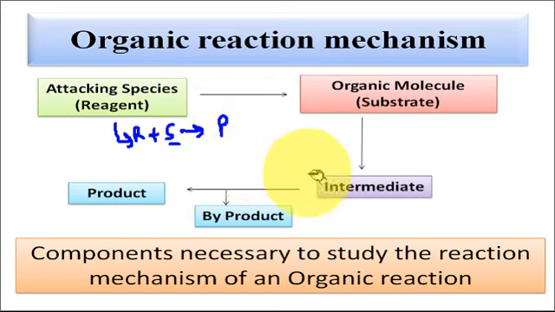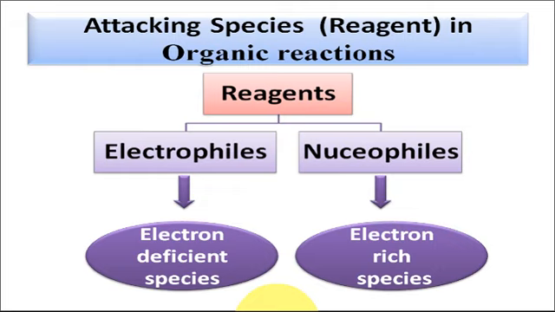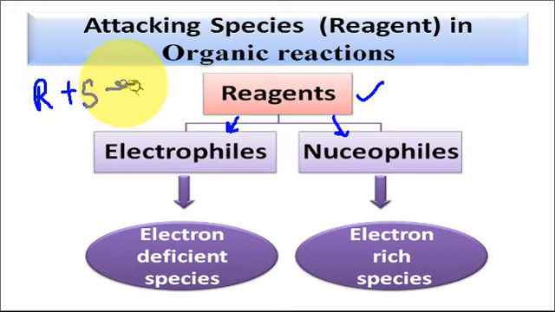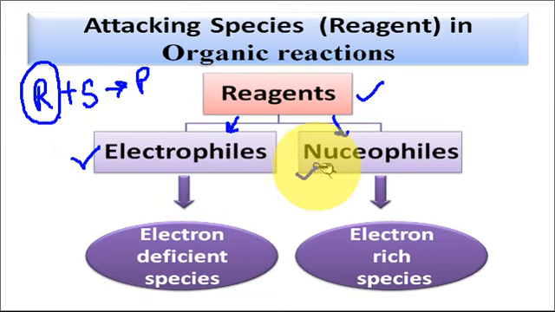Based on the electron donating or electron withdrawing ability, the reagents or attacking species are of two types: electrophiles and nucleophiles. So the reagent attacks the substrate molecule to give the final product. These reagents are of two types: electrophiles and nucleophiles.